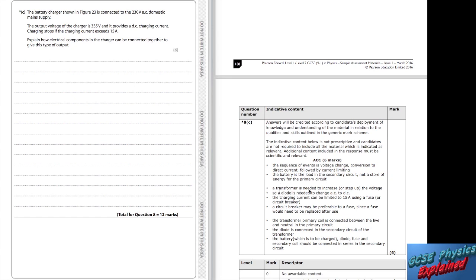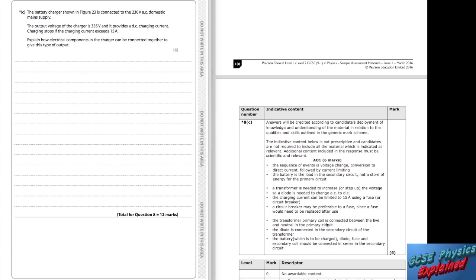So if you say that a transformer is going to be needed to step up the voltage, that's how you'll change the voltage. A diode would be needed to change AC to DC. Remember, a diode only allows current to go in one direction. So with AC, it's only the positive part of the current that will come through. And the charging current can be limited to 15 amps by using a fuse or a circuit breaker. You might want to say that a circuit breaker would be better than a fuse, because a fuse would need to be replaced once it blows.